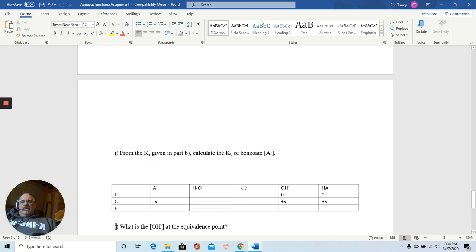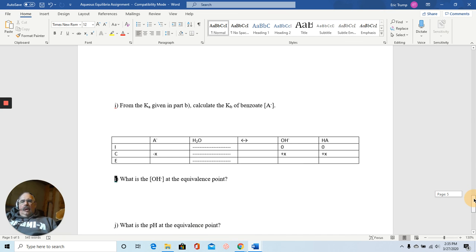Okay, and then I want you to calculate the Kb from the Ka. You were given the Ka earlier. Kb would be Kw divided by Ka. So this number that you calculated for concentration, you're going to substitute that into here. You'll solve for X, which will be your OH at the equivalence point, since we're talking about a weak base here.